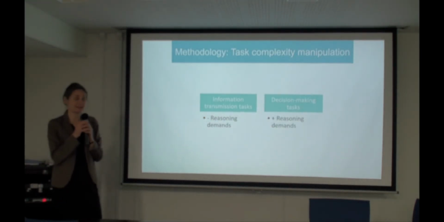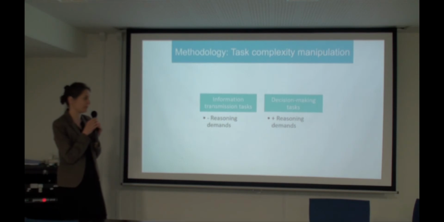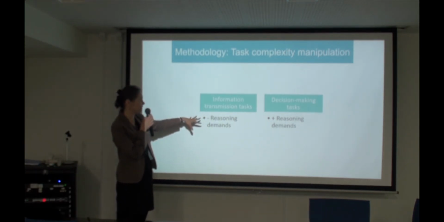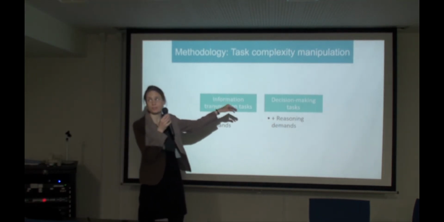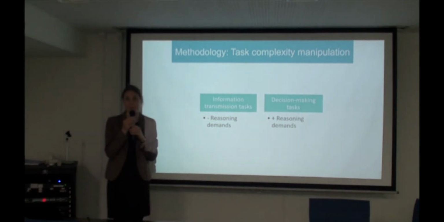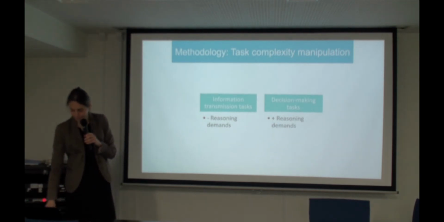So the task complexity manipulation had to do with reasoning demands. Under the information transmission condition, learners didn't have to reason too much, but when it comes to decision-making tasks, the learners were involved in more reasoning.